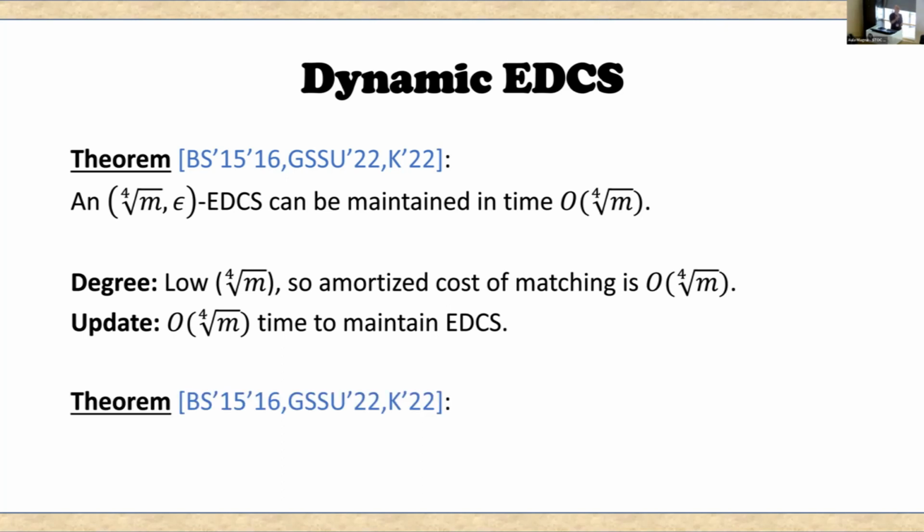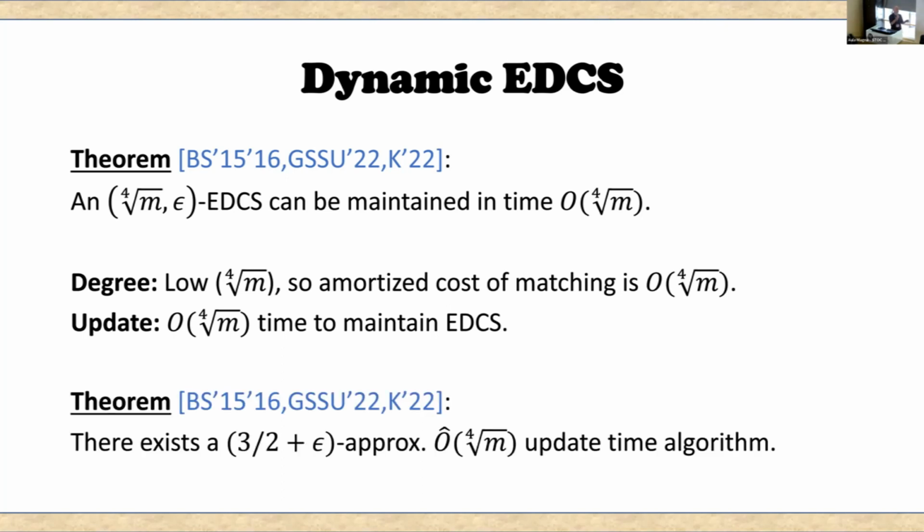Okay, so all in all, what we get from these works is that there exists a 3/2 plus epsilon approximate 4th root of m update time algorithm. I guess at this point, we also know how to do this deterministically and without this hat over the.